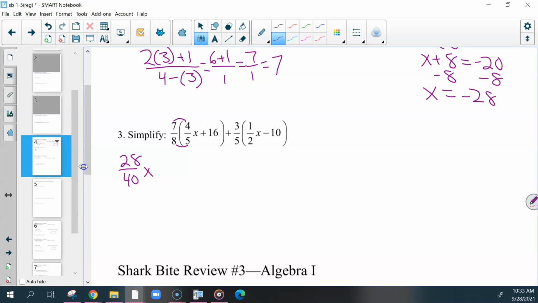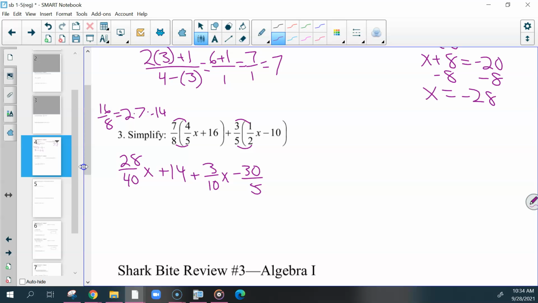So 16 divided by 8 is 2. 7 times 2 is 14. Instead of multiplying 7 and 16 and dividing by 8, in my head those numbers are too big, I just did it the other way. And then multiply across, so 3 and 10. And then here, this one's pretty easy to multiply across. 3 times -10 is -35.